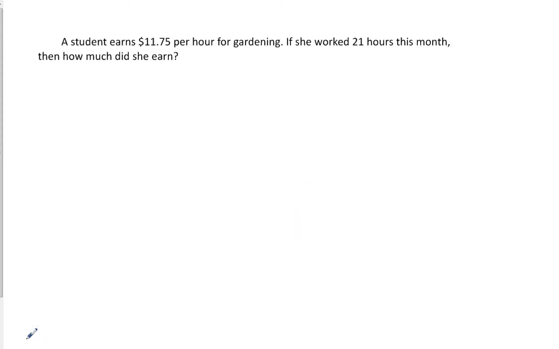A student earns $11.75 per hour for gardening. If she works 21 hours this month, then how much did she earn? What we're looking at here is a kind of repeated addition, because we know how much she works for 1 hour. We could calculate out for 2. We calculate out for 3. So repeated addition becomes multiplication. It doesn't matter which number we put on top. I prefer the one with the most place values on the top. And remember, we just go ahead and multiply like normal.